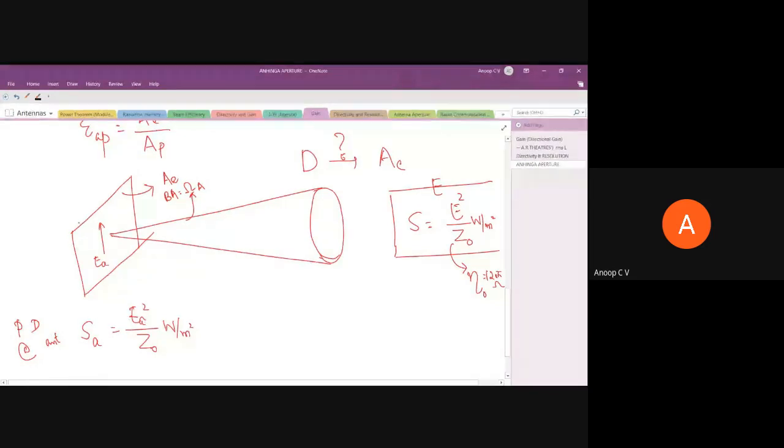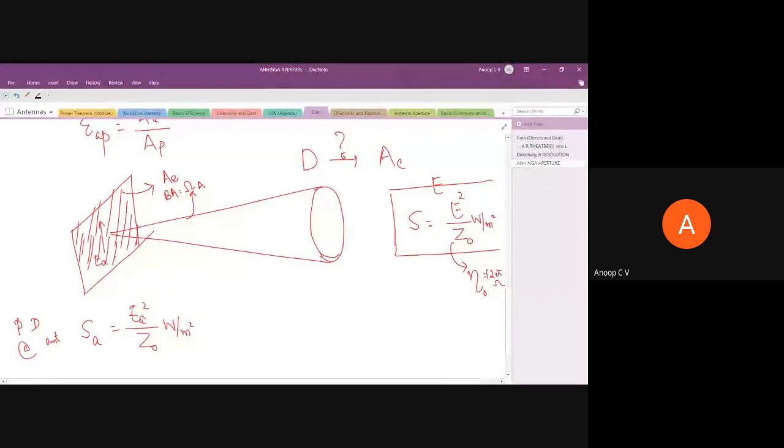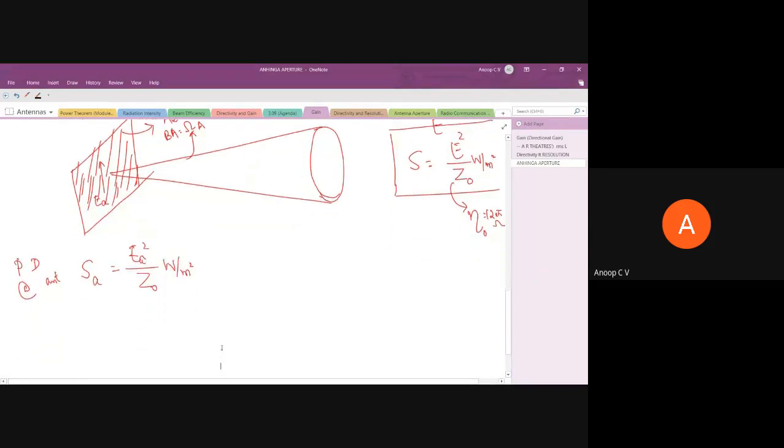So what will be the total power radiated by this antenna? If you multiply the power density with the effective area of this antenna, that will give you the total power radiated by this antenna.